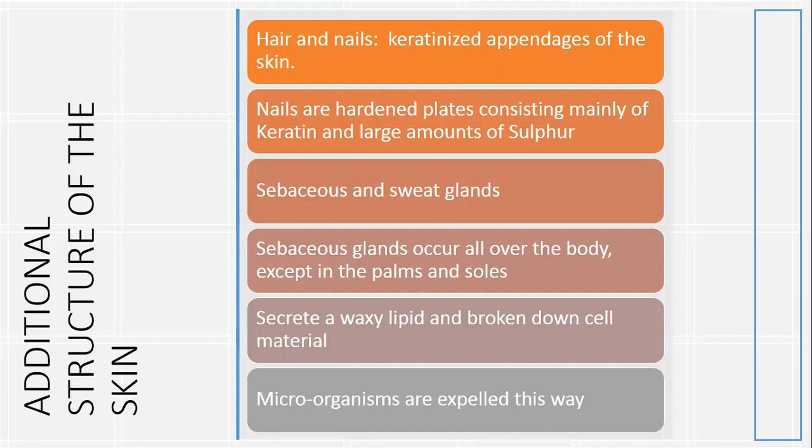So the hair and the nails, we spoke about the keratin cells. It's keratinized appendages of the skin. Nails are hardened plates consisting mainly of keratin and large amounts of sulfur. Sebaceous and sweat glands are present. Sebaceous glands occur all over the body except in the palms and soles. They secrete a waxy lipid and broken down cell material, and microorganisms are expelled in this way.